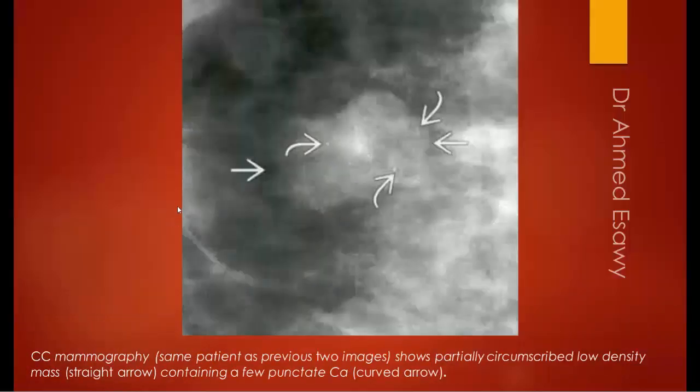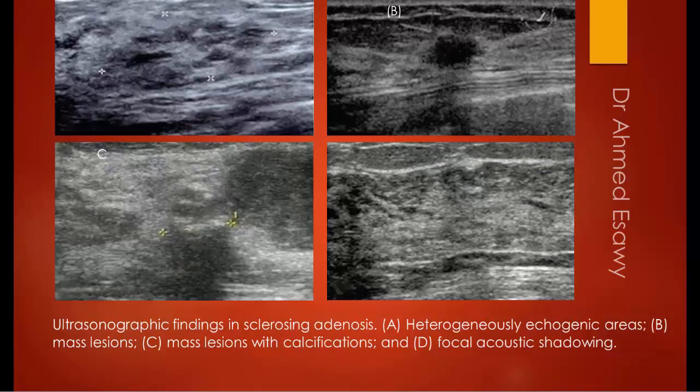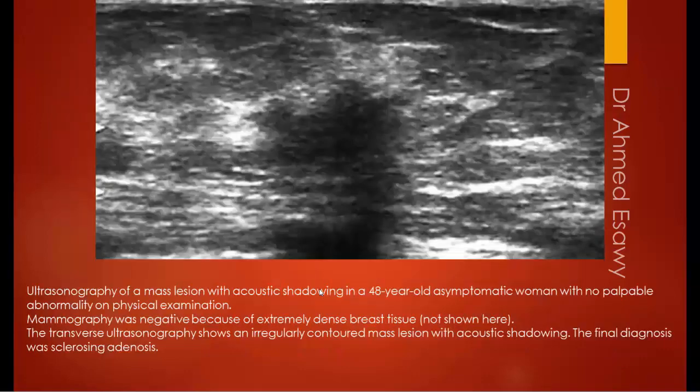Sclerosing adenosis CC mammography shows a partially circumscribed low density mass containing punctate calcification. Ultrasound findings in sclerosing adenosis: first case, heterogeneously echogenic areas. In the second case, a mass lesion. Third case, mass lesions with calcification. Last case, focal acoustic shadowing. Ultrasonography of a mass lesion with acoustic shadowing.